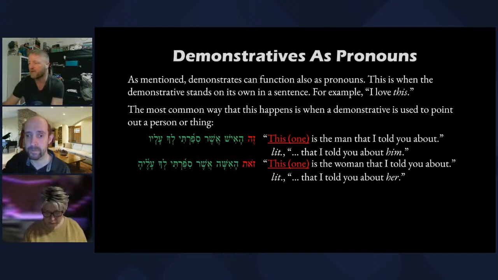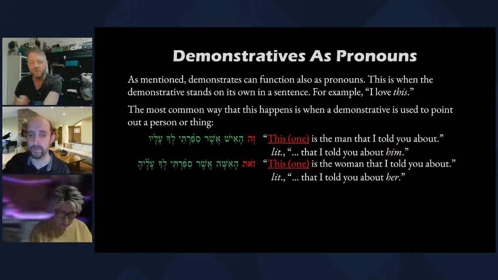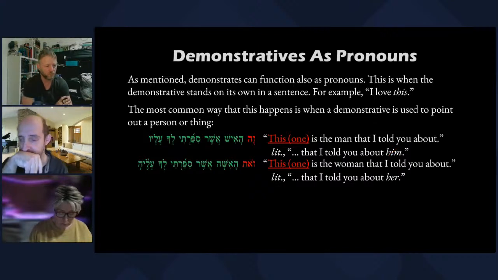We're going to see that in Hebrew, where we have the relative particle, we still have to complete the entire sentence. Siparti lecha alav. I told you about him. The him has to exist in Hebrew, even though in English you get rid of it and you say, this is the man that I told you about, without him. And this is called a resumptive pronoun. We're going to go over these in a few minutes because we're looking at relative clauses.